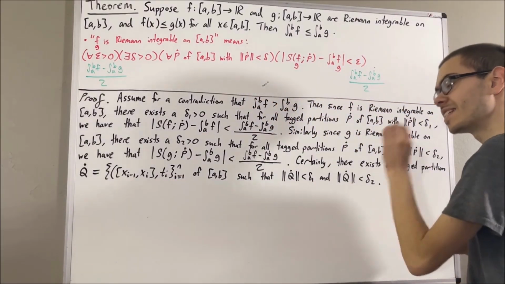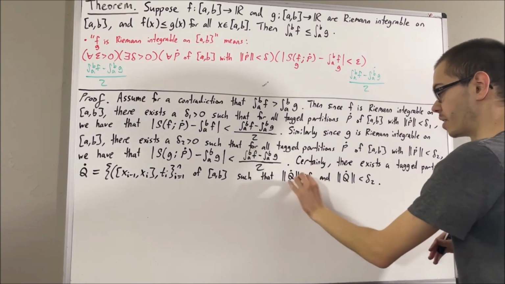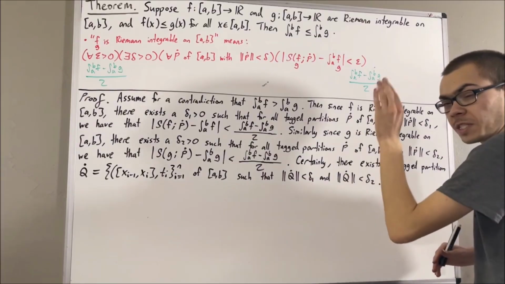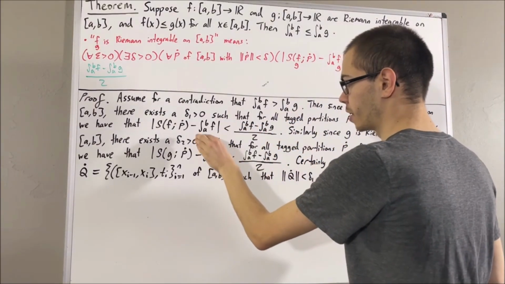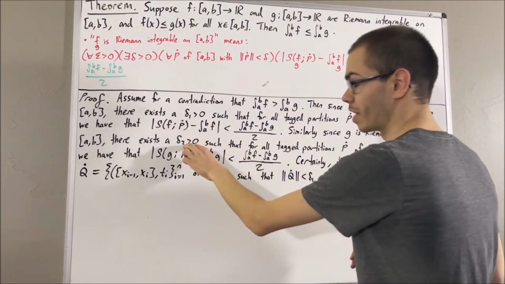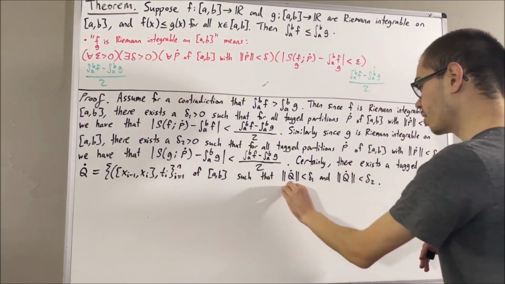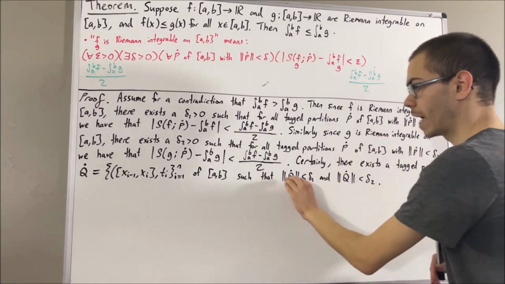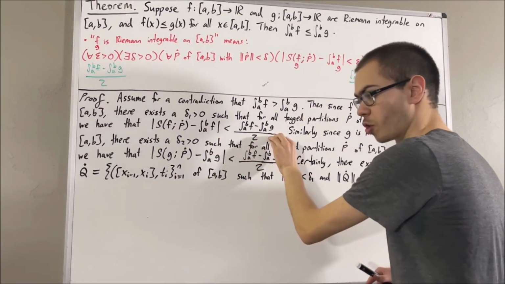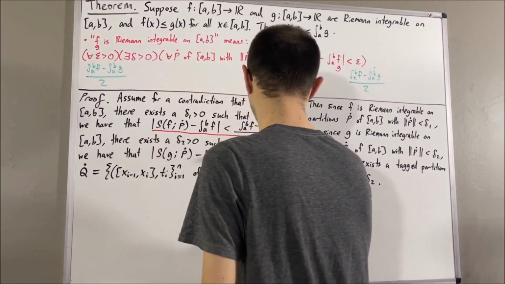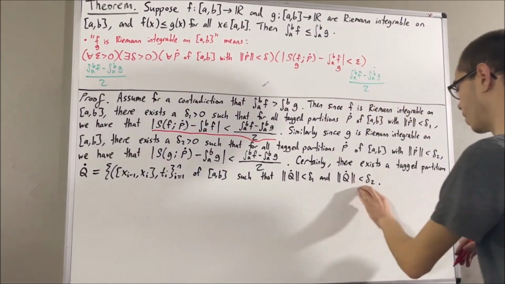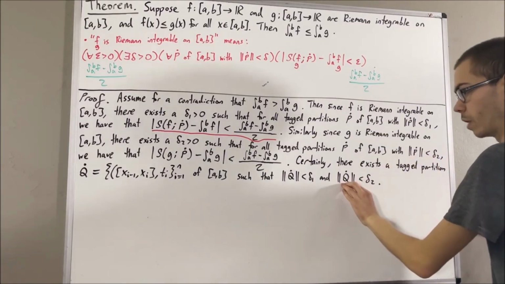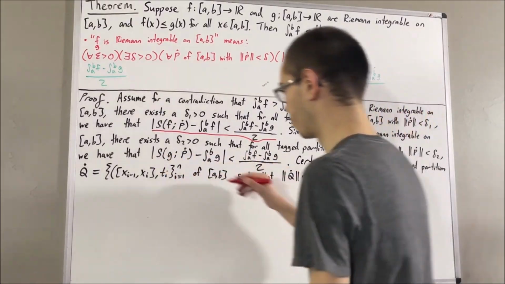But now, since the norm of Q is less than both delta 1 and delta 2, we can use the previous two statements that we just asserted, introducing delta 1 and delta 2. Since the norm of Q is less than delta 1, replacing P with Q, we have that this statement is true. And also, since the norm of Q is less than delta 2, then over here, replacing P with Q, we have that this statement is true.